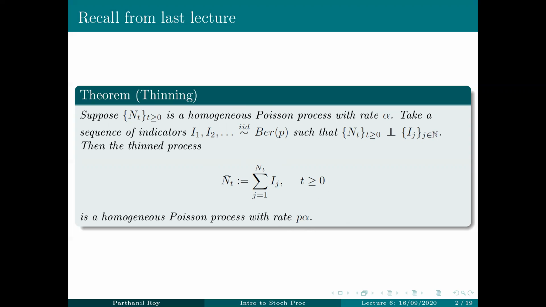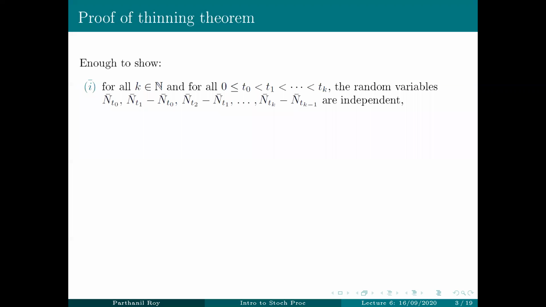Now we would like to prove this theorem. And how do we prove it? Of course, we know that we have a characterization result of Poisson process, which tells us that in order to prove that a process is a homogeneous Poisson process with certain rate, we just have to show three things. One, the first is that it has independent increments. Secondly, we have to show that it has stationary and Poissonian increments with the appropriate Poisson parameter, and we have to show that it starts at 0.